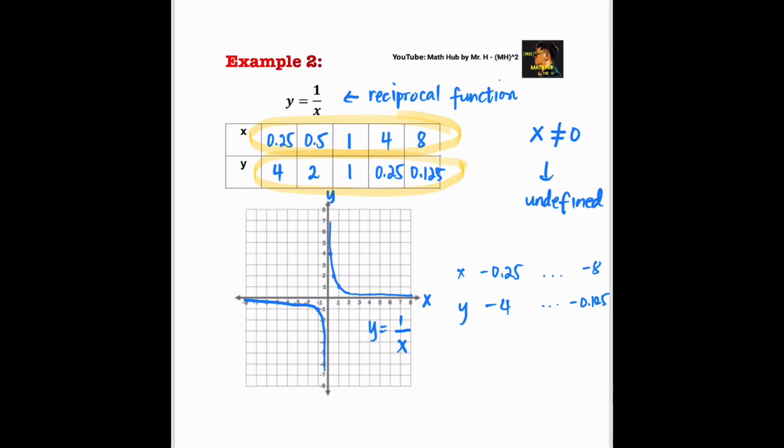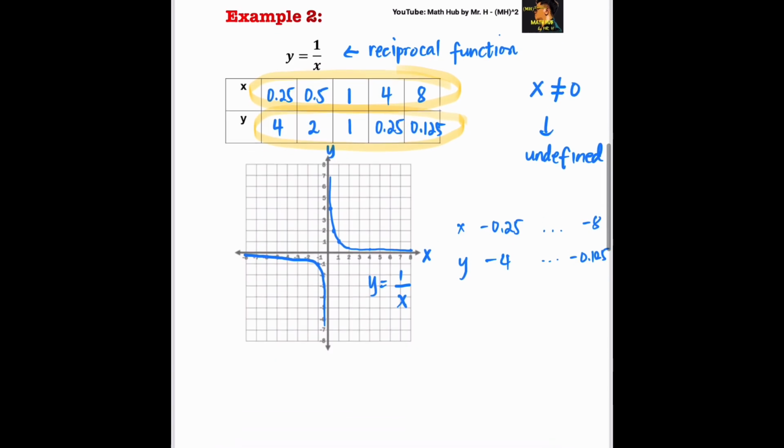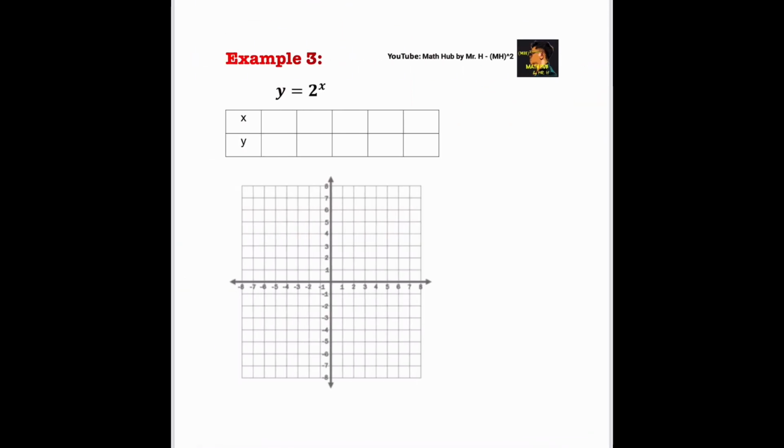Alright, so let's take a look at example number 3. You're noticing that the variable x is in the exponent, so it gives you the hint that this function is exponential. So this actually came from y equals b to the power of x. We don't have any restriction here for x because the value of x can be any real number. Any value you assign, whether it's negative, 0, or positive, it will be okay.